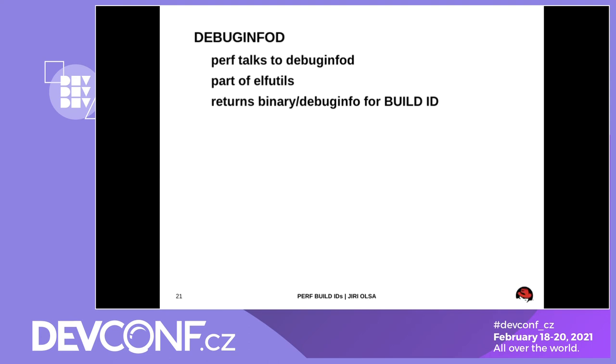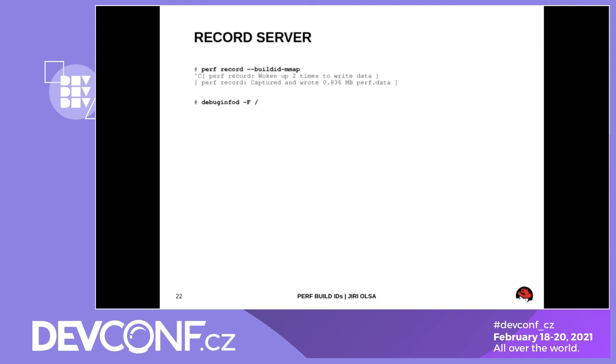Debuginfod is part of elfutils, so if you do a DNF search under Fedora, just debuginfod, you will find the package. It's been there since maybe one year, so it's definitely in the latest Fedoras. So it's available.